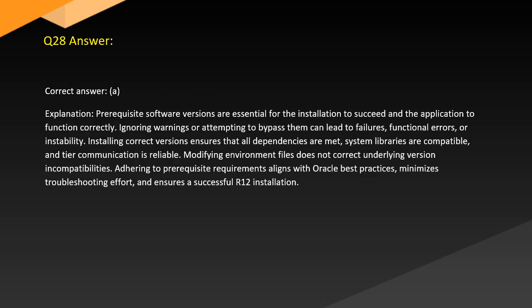Answer. Correct answer. A. Explanation. Prerequisite software versions are essential for the installation to succeed and the application to function correctly. Ignoring warnings or attempting to bypass them can lead to failures, functional errors, or instability. Installing correct versions ensures that all dependencies are met, system libraries are compatible, and tier communication is reliable. Modifying environment files does not correct underlying version incompatibilities. Adhering to prerequisite requirements aligns with Oracle best practices, minimizes troubleshooting effort, and ensures a successful R installation.